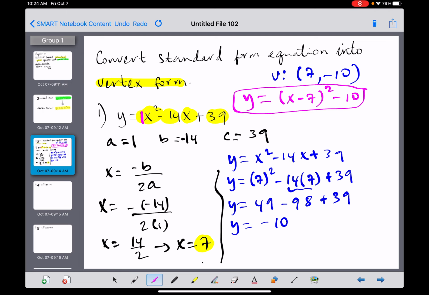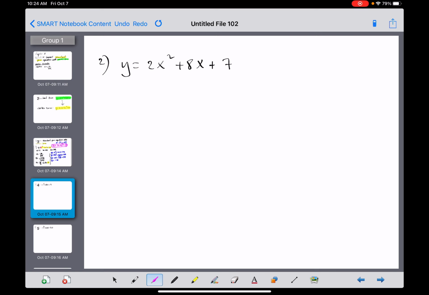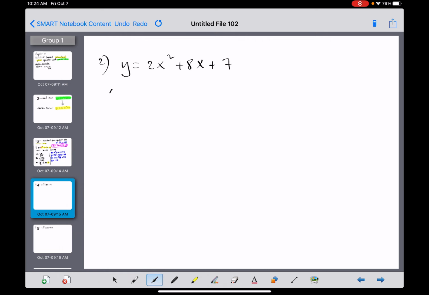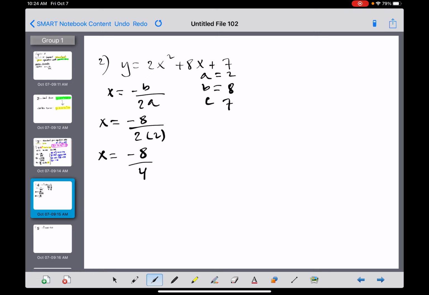Okay, here's number 2. So number 2, same thing. We're going to find the vertex. So to find the vertex, we're going to use x equal to negative b over 2a. Oh, I forgot to identify a, b, c. So a is 2, b is 8, and c is 7. Okay? So it becomes negative b, which is negative 8, over 2 times a, which is 2. So negative 8 over 4, which is negative 2.